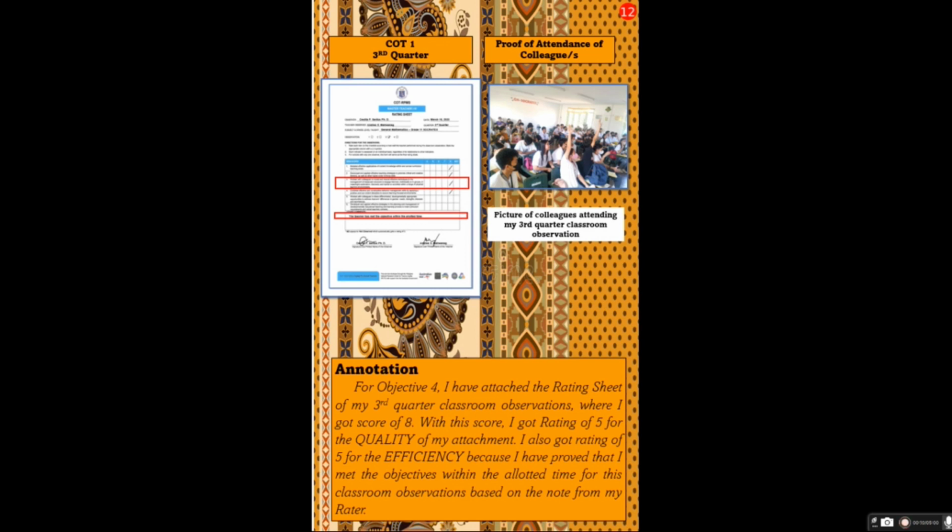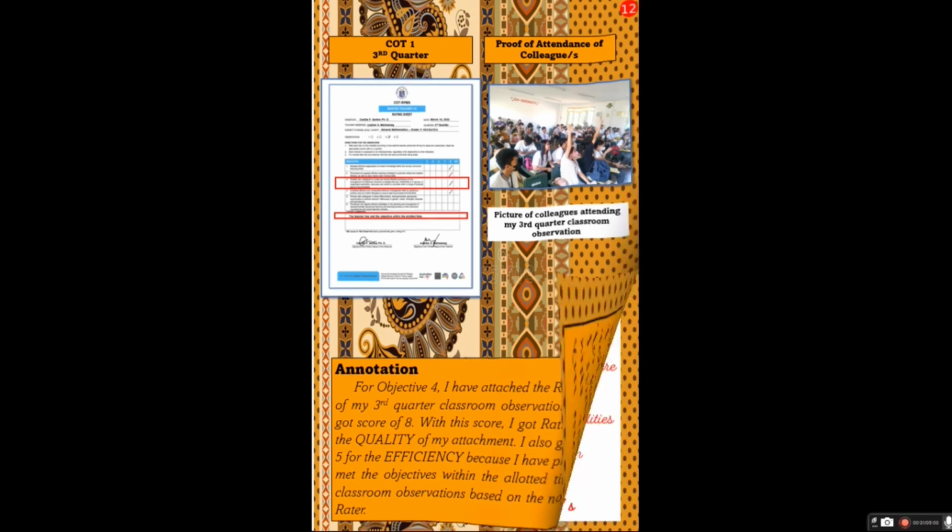Ang annotation natin for Objective 4, I have attached the rating sheet of my third quarter classroom observation kasi yun lang po ang hinihingi, where I got a score of 8. With this score, I got a rating of 5 for the quality of my attachment. I also got a rating of 5 for the efficiency because I have proved that I met the objectives within the allotted time for these classroom observations based on the note from my rater.